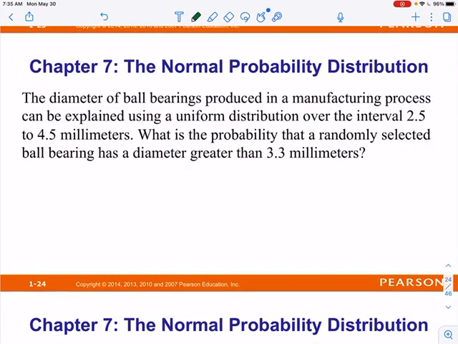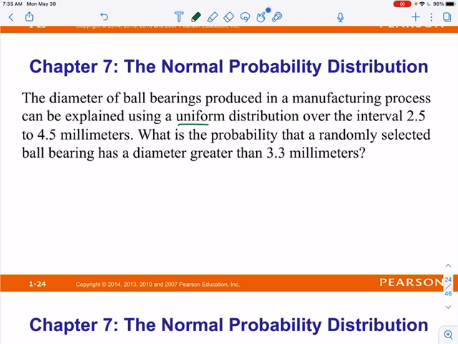Okay, so this video is going to cover Chapter 7 of the Test 3 review packet. The first question from Chapter 7 says the diameter of ball bearings produced in a manufacturing process can be explained using a uniform distribution over the interval 2.5 to 4.5 millimeters. What is the probability that a randomly selected ball bearing has a diameter greater than 3.3 millimeters?